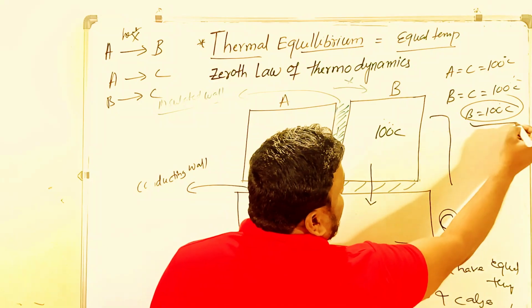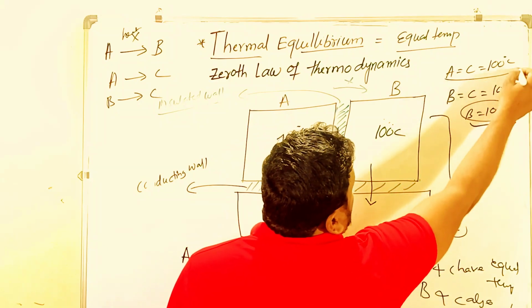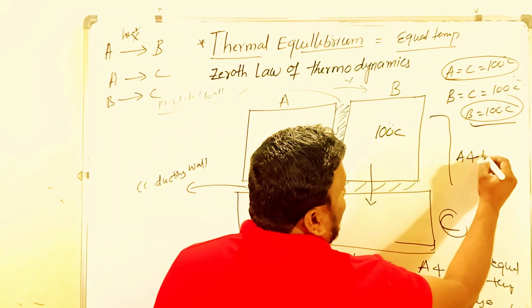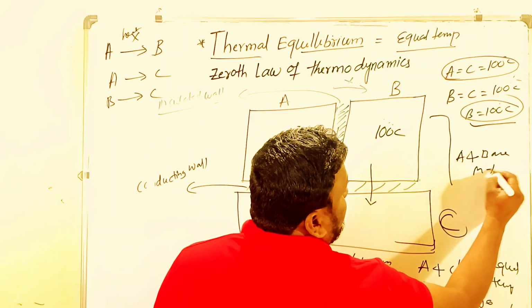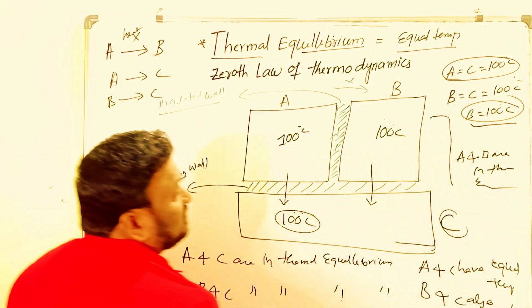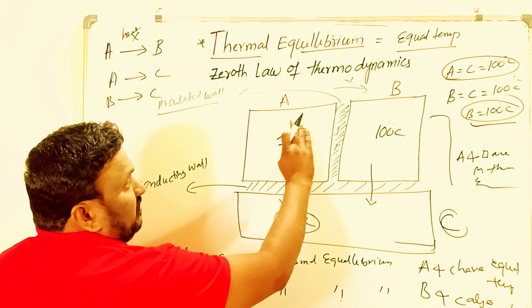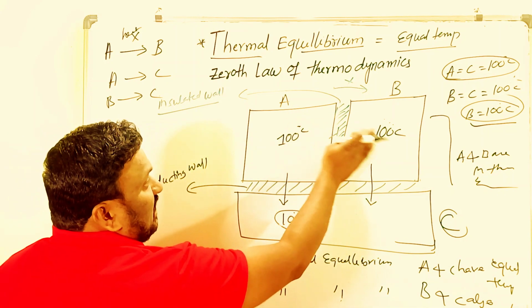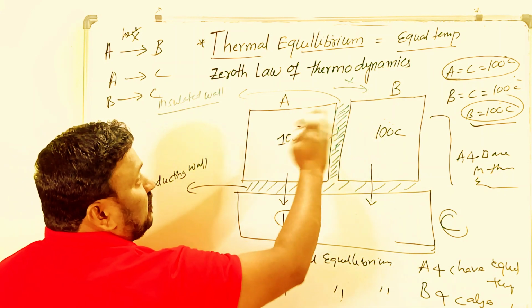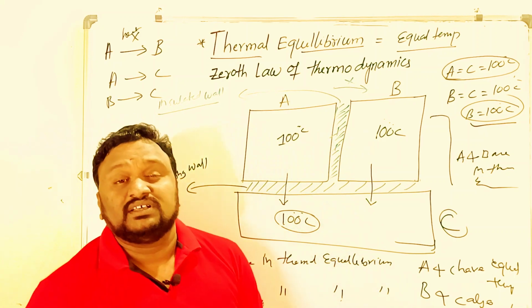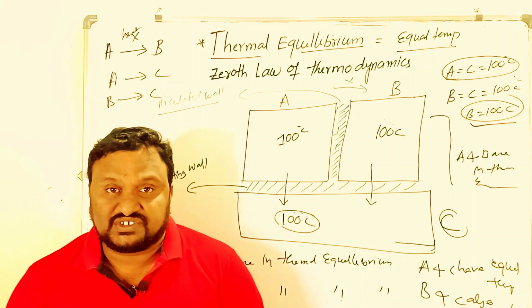So the temperature of A is 100 degrees Celsius and B is also 100 degrees Celsius. That's why A and B are in thermal equilibrium. Even though there is no transmission of heat between A and B, A and B are in thermal equilibrium. So this is simply the zeroth law of thermodynamics, children.